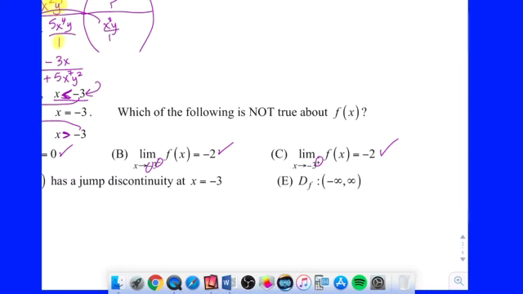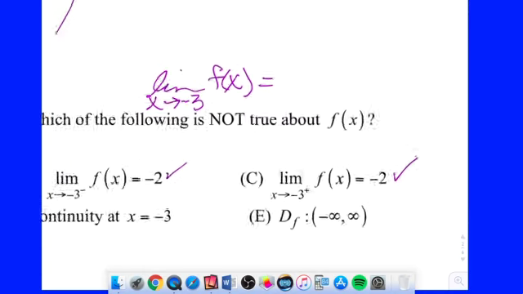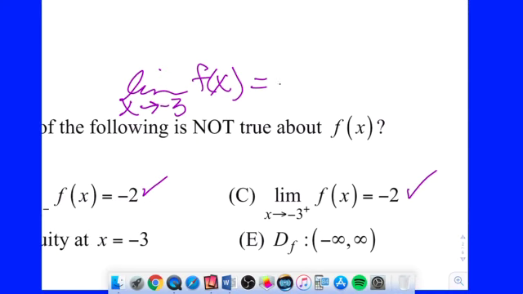Now, just for kicks and giggles, it's not part of this question, but because the limit from the left of negative 3 and the limit from the right of negative 3 are the same thing, and they're both negative 2, what can we say about the general limit at negative 3? It's also negative 2.